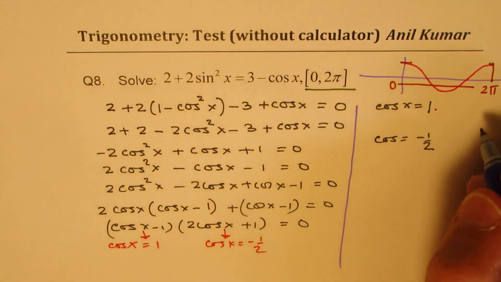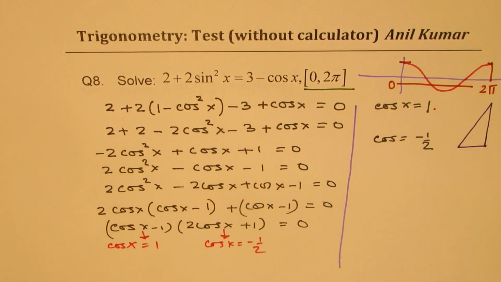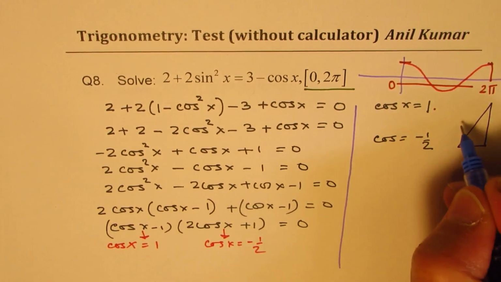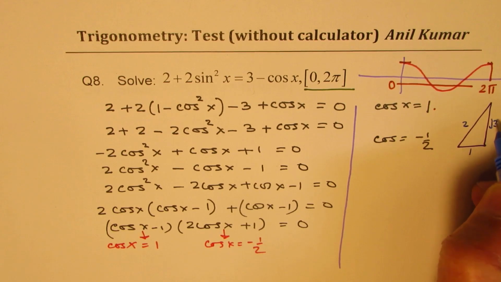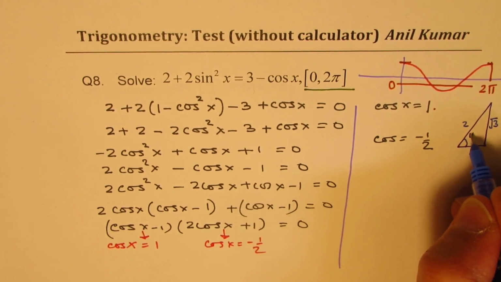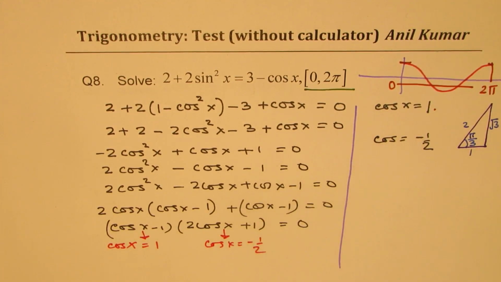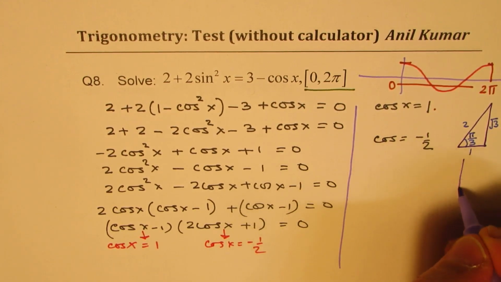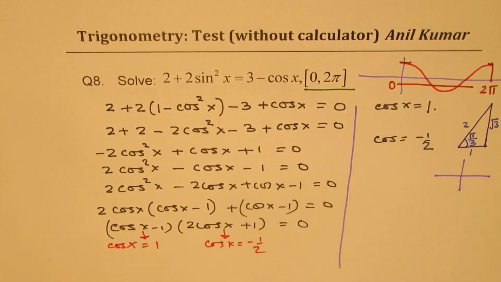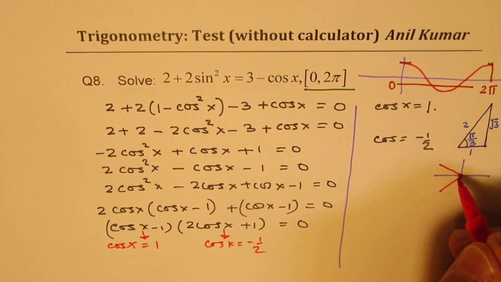Minus half. We could use the special triangle, 1, 2, square root 3. This is without calculators, correct? So this here is pi by 3. And minus means that you are in quadrant 2 and 3, correct? So in quadrant 2 and 3, pi by 3 is your related acute angle, right?